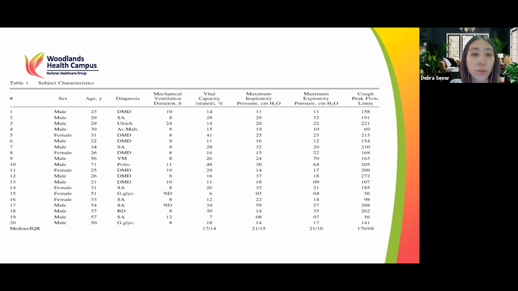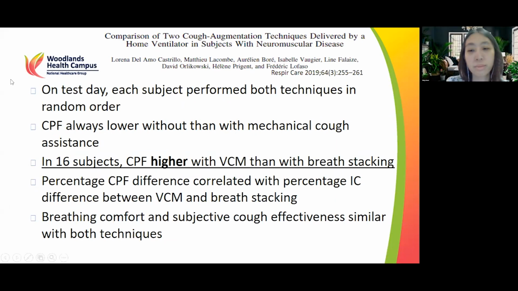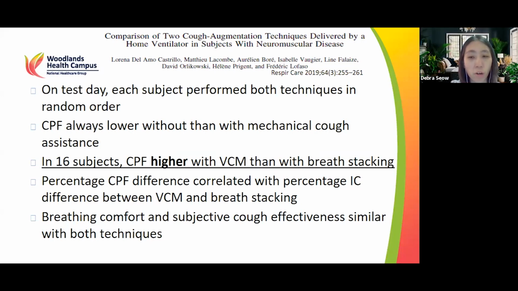And you can see here that there are many different types of NMD, including DMD, spinal muscular atrophy, as well as a lot of others. Basically, they performed both techniques in a random order. The CPF was always lower without than with the mechanical cough assistance. In 16 subjects, the CPF was higher with the volumetric cough mode than with breath stacking. Breathing comfort and subjective cough effectiveness were similar with both techniques.